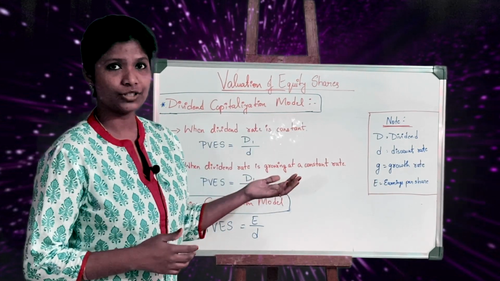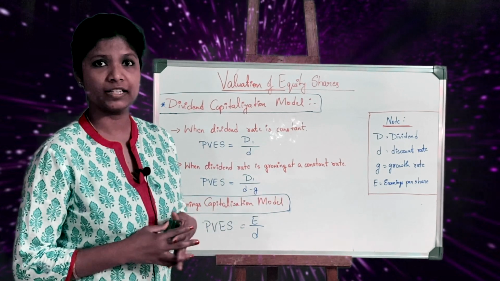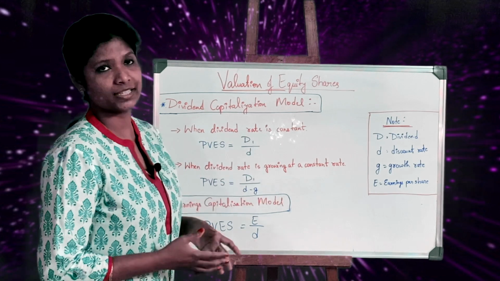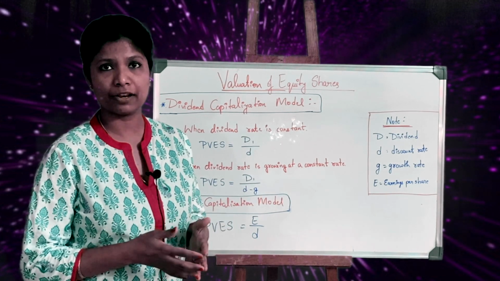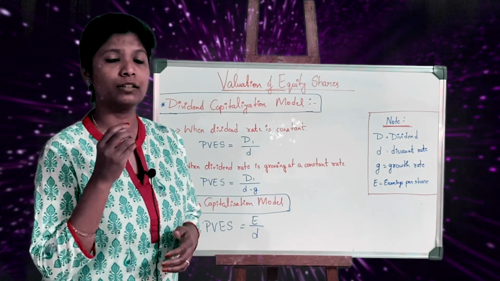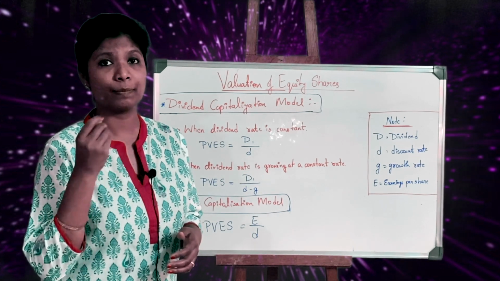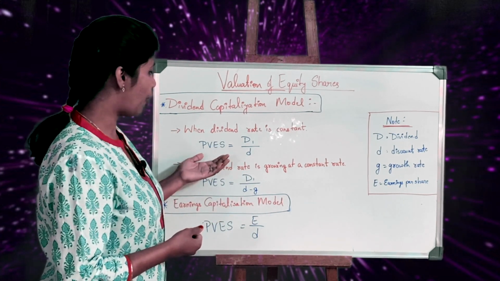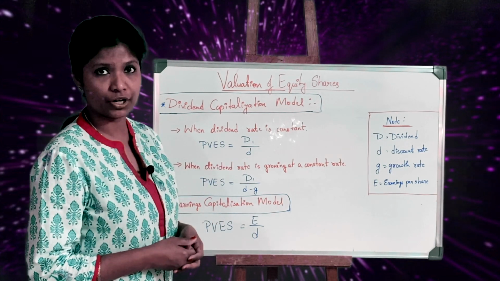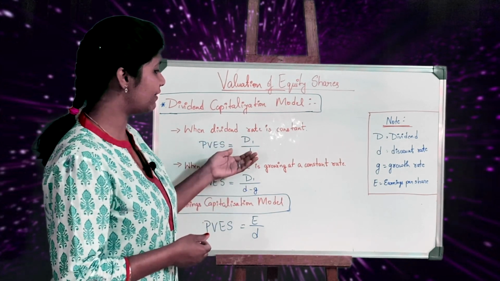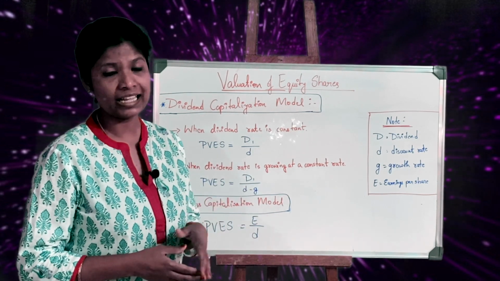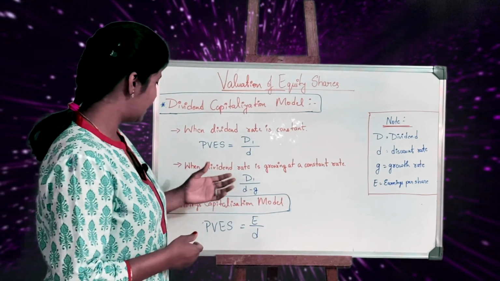Moving on to the next two formulas under the dividend capitalization model. The third is when the dividend rate is constant. Certain companies, irrespective of profits, pay a constant amount or percentage of dividend to their equity shareholders. In that case, the present value of equity shares equals D1 divided by d, that is, the dividend earned divided by the discount rate.